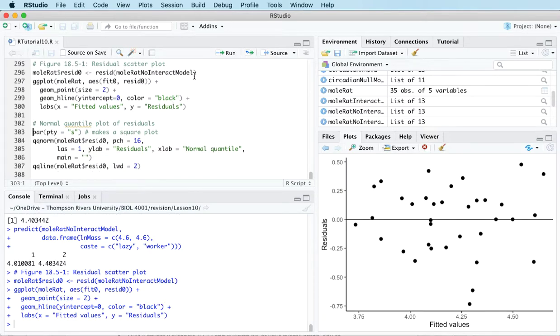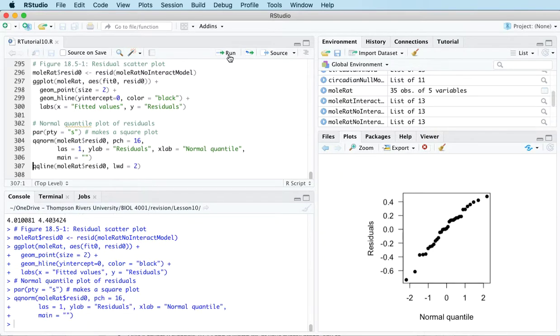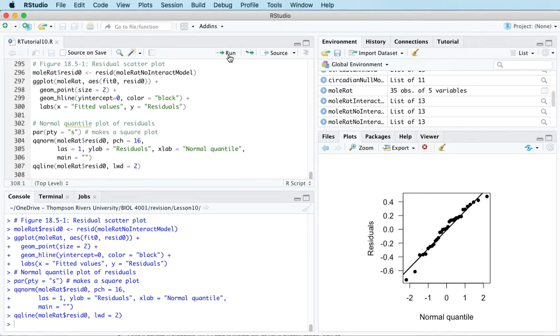And then we can also check normality with a normal quantile plot, QQ plot, and that's pretty good. The points are pretty much along that line, so everything is good from the normality point of view. Okay, so that is how to fit an analysis of covariance, or ANCOVA, in the linear model framework that we've been looking at in the last series of videos.